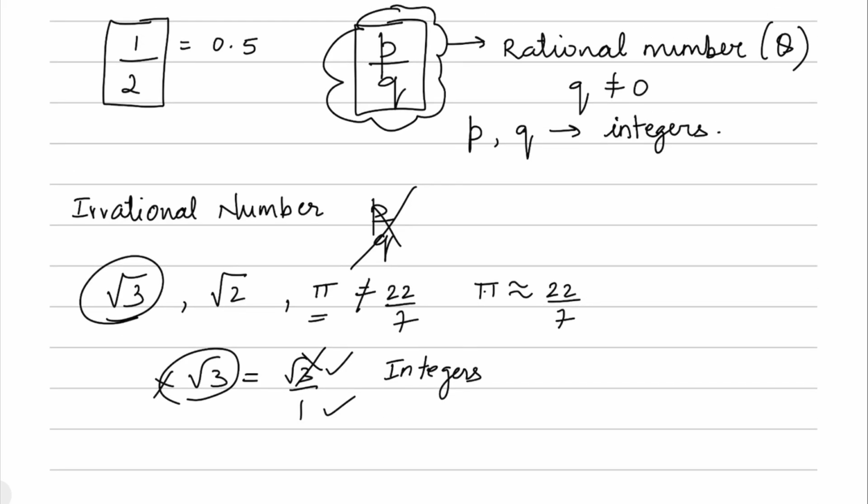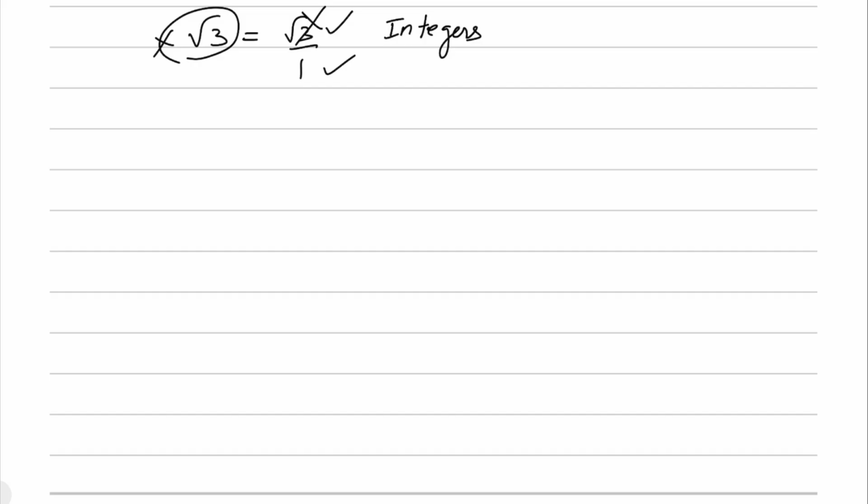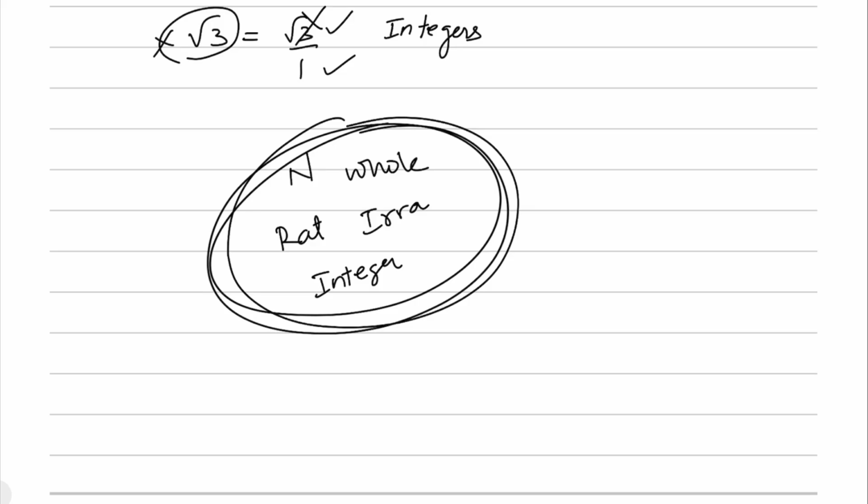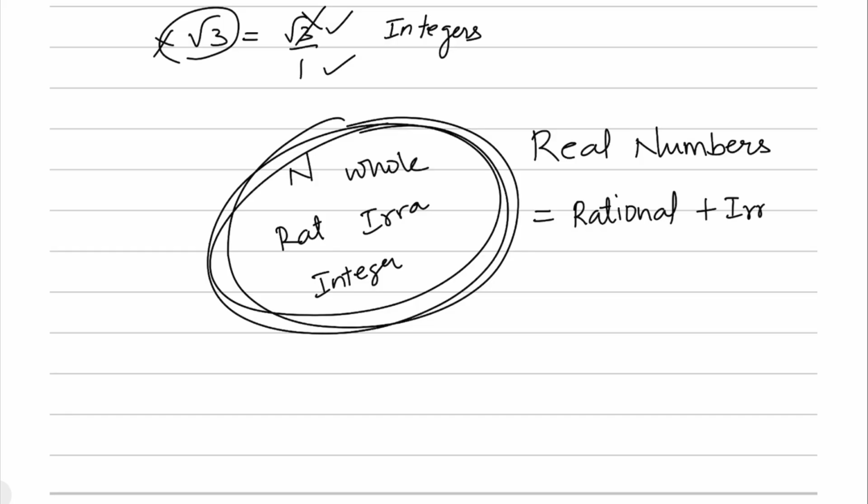Now that we have gone through natural numbers, whole numbers, integers, rational and irrational numbers, if you combine everything together, you take a giant pot, you put natural numbers here, you put whole numbers here, you put rational numbers as well as irrational numbers here, and you put integers, you put everything together, all these numbers are going to be called real numbers. So what do real numbers include? Real numbers include your total rational numbers plus your irrational numbers. That will give you real numbers.